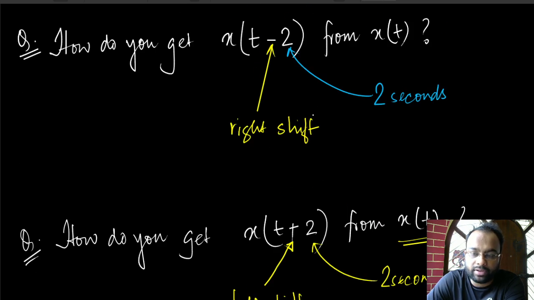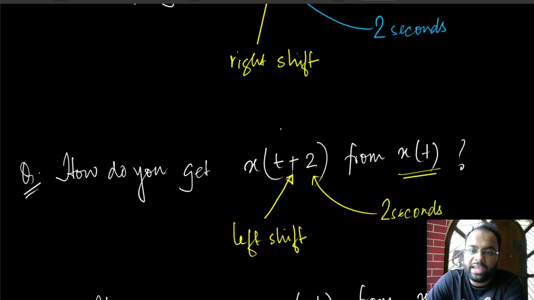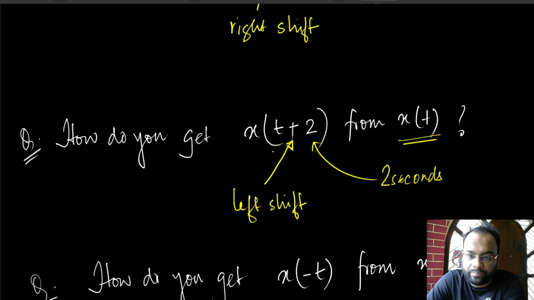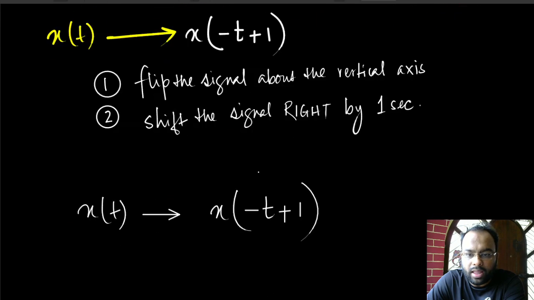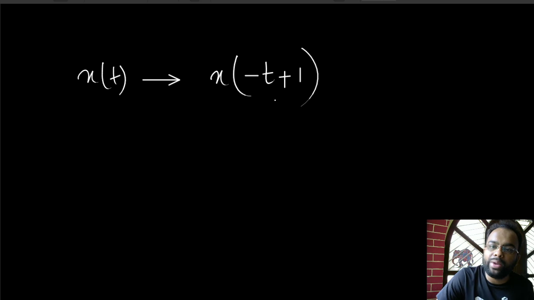Again, I'm repeating myself. If we add some negative quantity with time, the signal is shifted to the right side, and if we add some positive quantity to the time, the signal is shifted to the left. With that said, my question is, did we add a positive quantity or a negative quantity with time here?